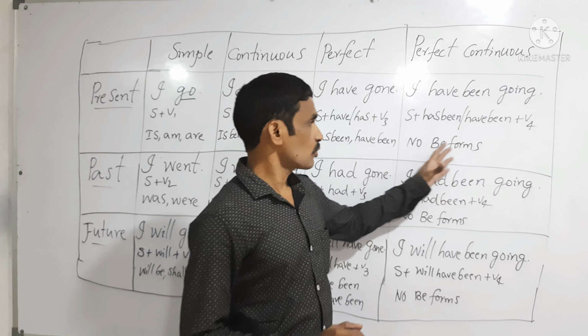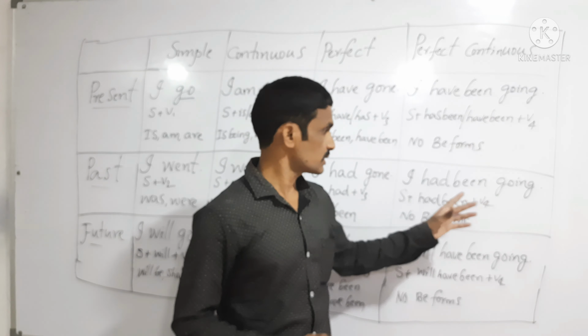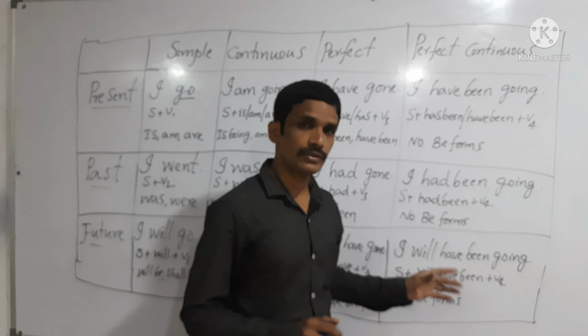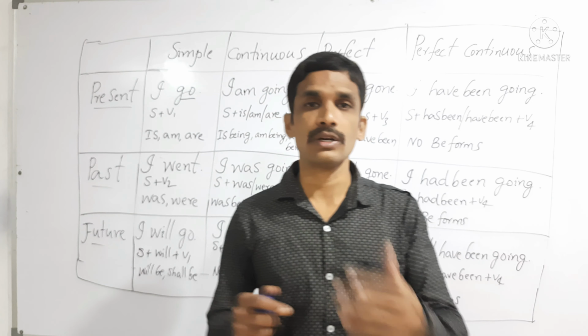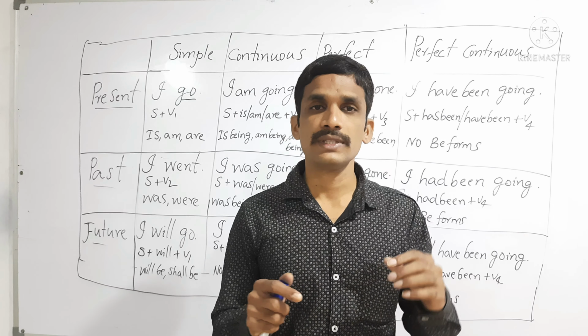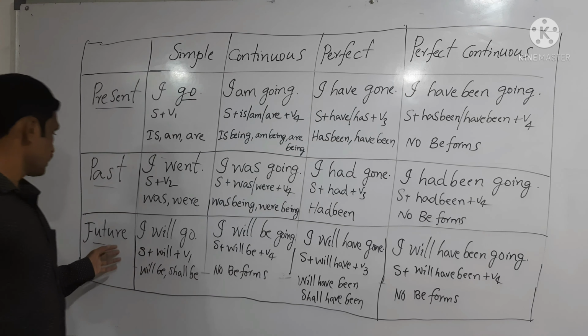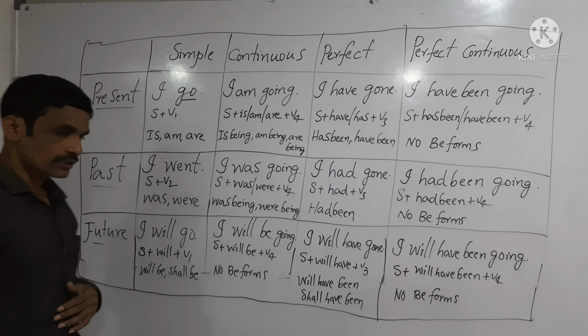Since these tenses have no B forms, the present perfect continuous tense, the past perfect continuous tense, the future perfect continuous tense and the future continuous tense, we cannot change these tenses into passive voice. Now let us see the subtenses of the future tense.